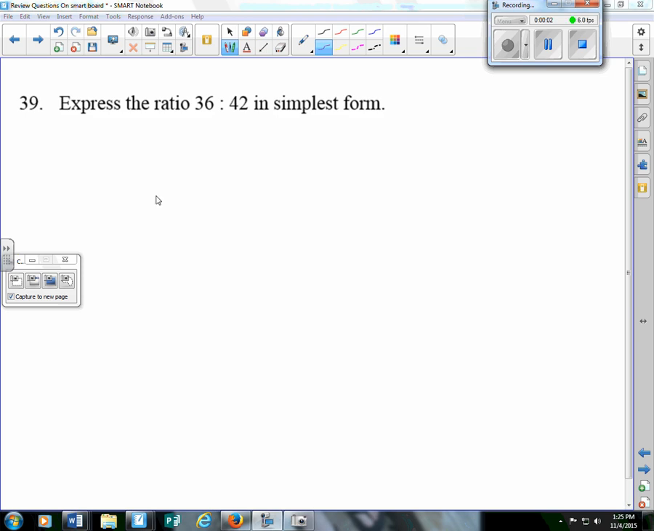Express the ratio 36 to 42 in simplest form. I like putting these into fraction form, makes it easier. 36 over 42. And I would probably use the greatest common factor of 6. That comes out to be 6/7 or 6 to 7.